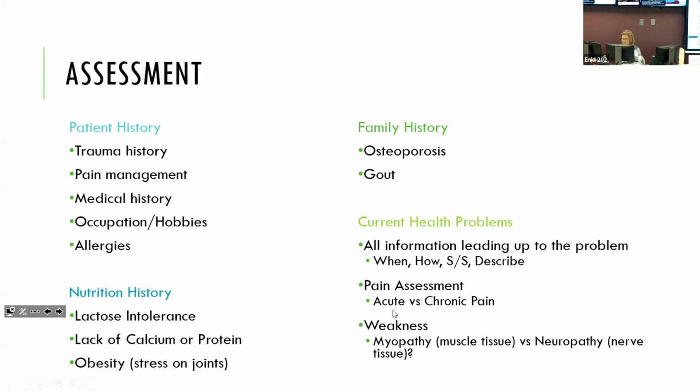And then pain assessment, of course, is it acute versus chronic? So if someone's coming in with arthritis symptoms, that would be chronic pain. If they came in because they twisted their ankle playing basketball, that's an acute pain. And then do they have any weakness? Myopathy, which is the depletion of the muscle tissue, or neuropathy, the nerve pain.